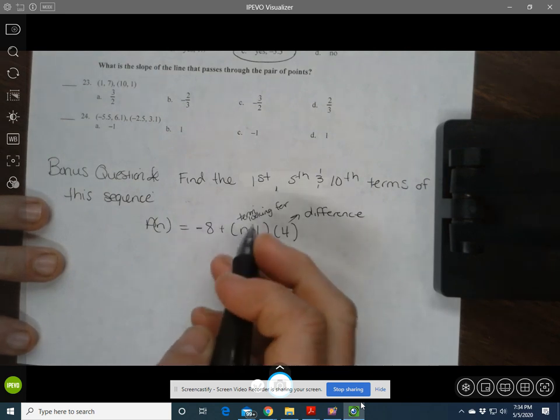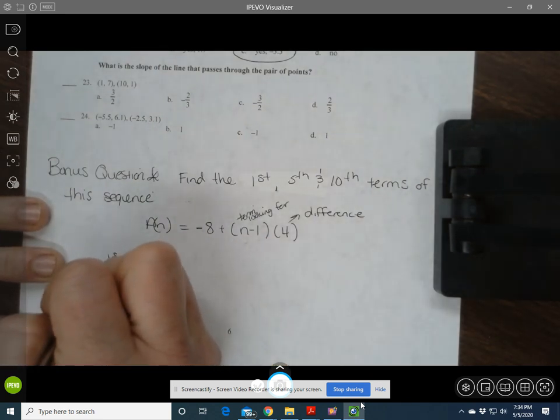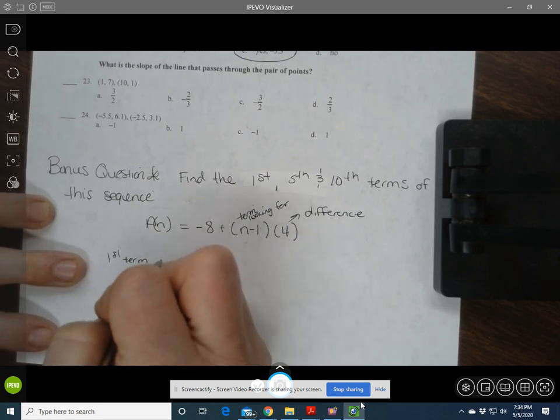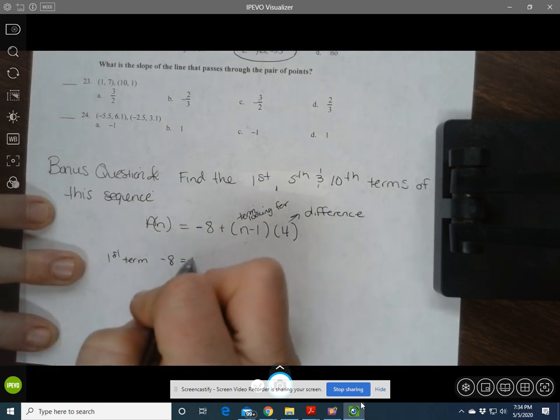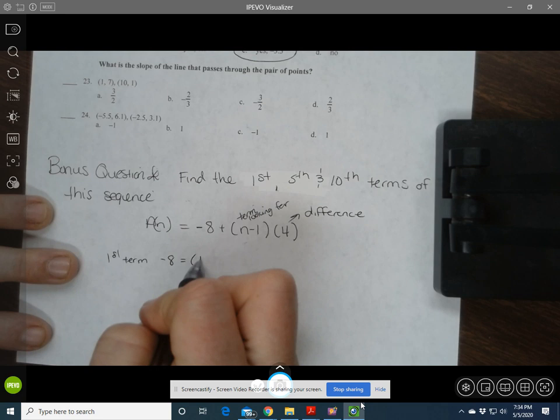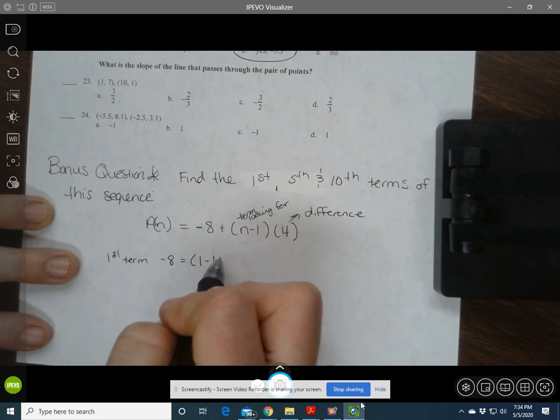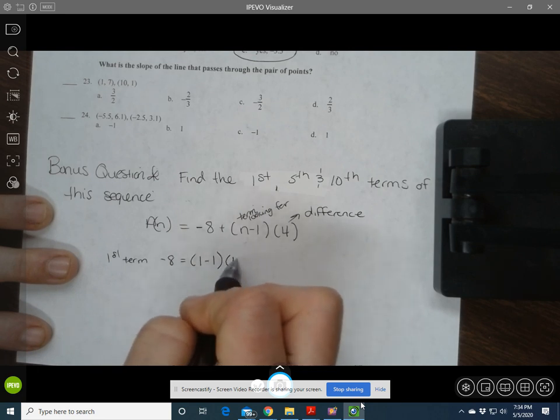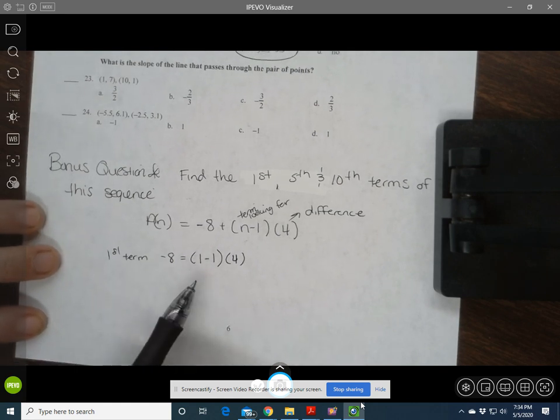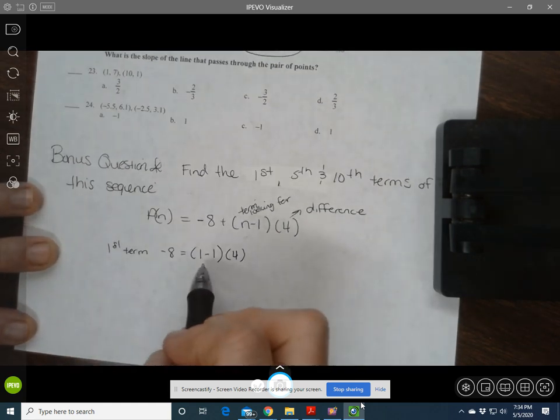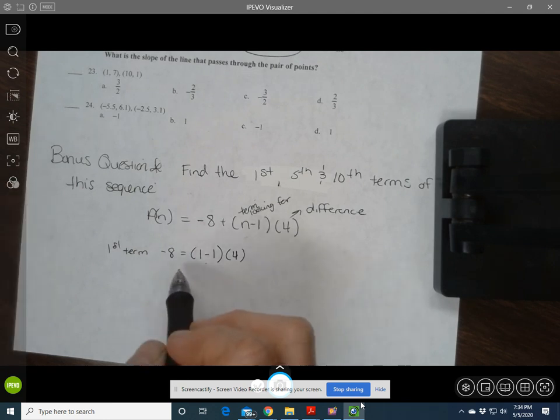So if I plug in 1, this will be to get the first term, and this video may cut off. In order to get the first term, I would say -8 is equal to, and then the first term is going to be 1 minus 1, and then times 4. So 1 minus 1 is 0. 0 times 4 is 0.